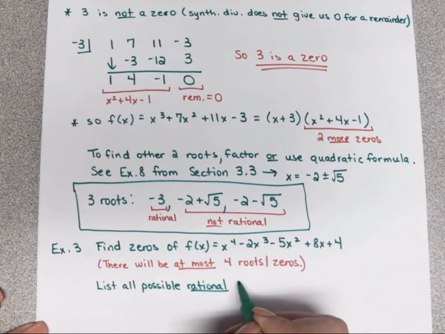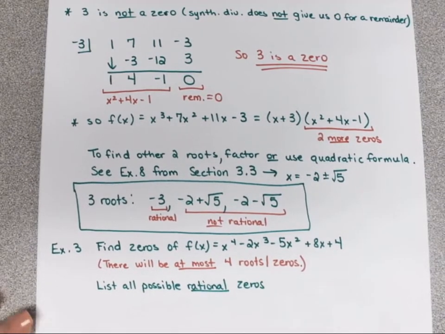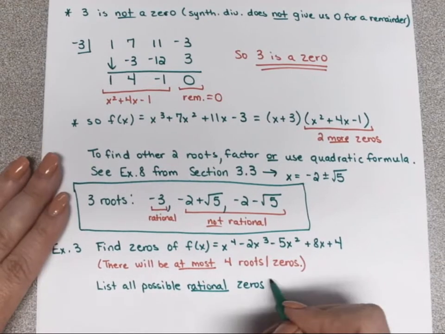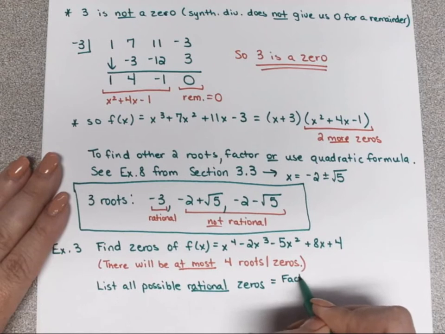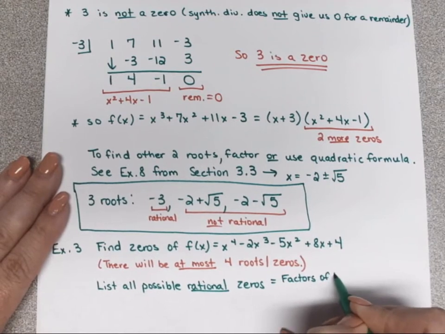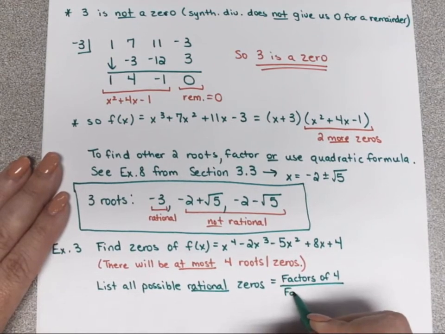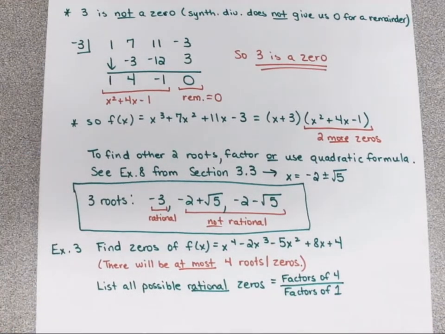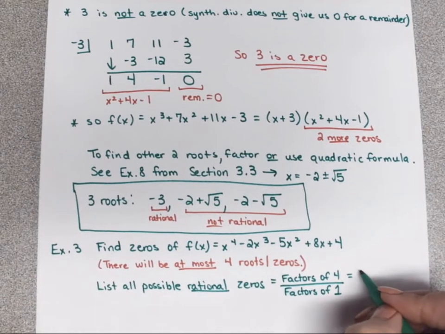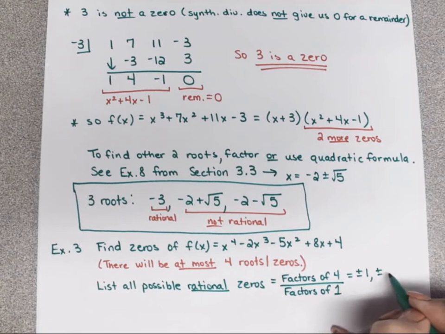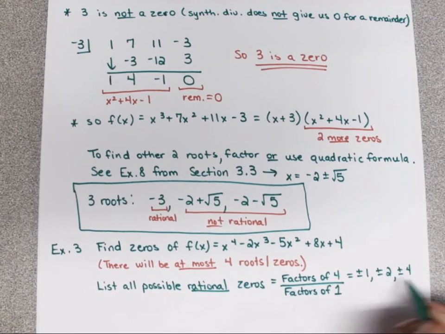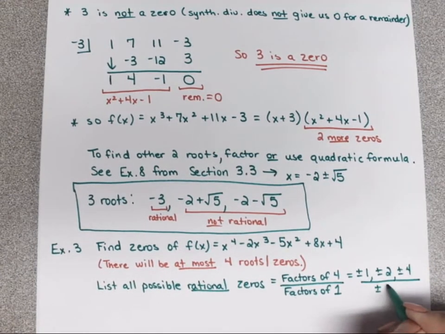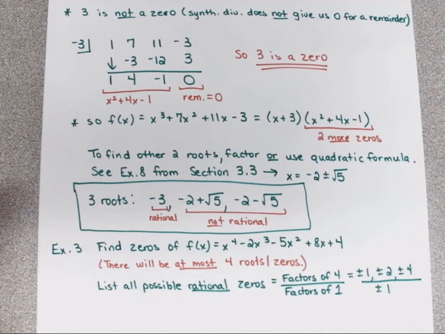Remember, this only gives us the possibilities for the rational zeros. It doesn't give us the possibilities for the ones that aren't so nice. If I want to list them all, it would be factors of the last number, which this time is 4, over factors of the first number, which in this case is 1. So what are the things that go into 4? 1, 2, and 4, right? And that's over any factors of 1, but notice that's just 1.